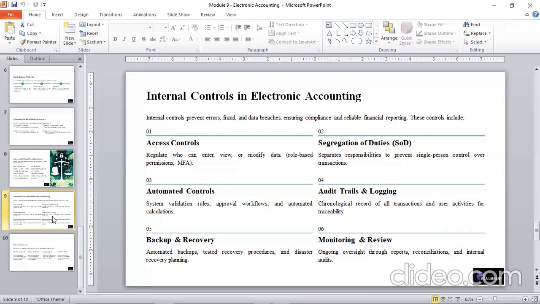For this, as an internal control, it's the chronological record of all transactions and users' activity for traceability. We also have backup and recovery, which is another internal control, which talks about automated backup, testing, recovery procedures, and disaster recovery planning. And lastly is monitoring and review, which is another internal control that can be put in place. This talks about ongoing oversight through reports, reconciliation, and internal audit.